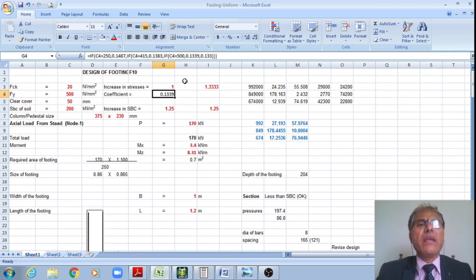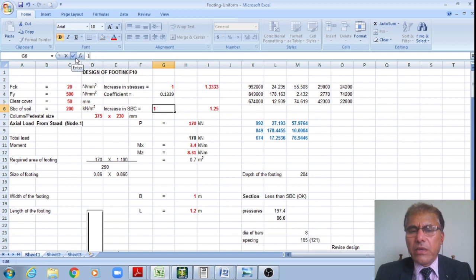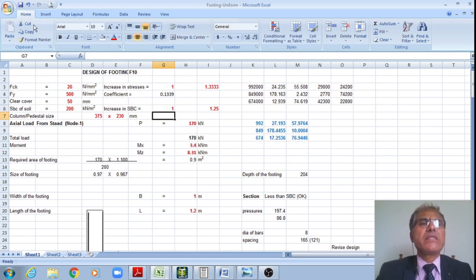And obviously, then what is that coefficient? If at all it is fy 500, that coefficient is Mu lim equal to 0.134 fck b d square. Therefore, I am recalling that. Is there any increase in SBC? If it is a combination of wind and earthquake load, then SBC may be increased. But I don't have any wind or earthquake. I only have gravity loads. Therefore, I am saying no, don't increase. 1 only.